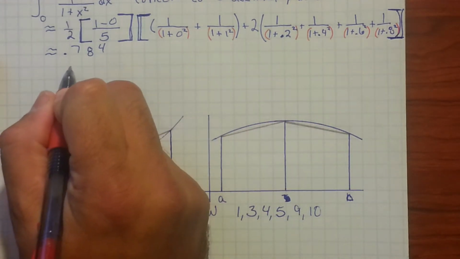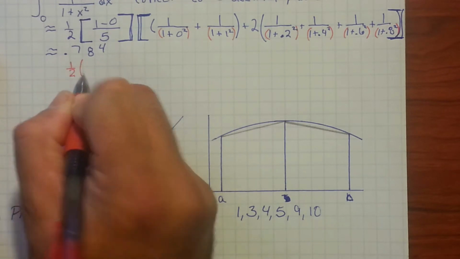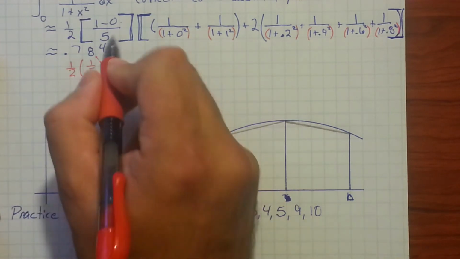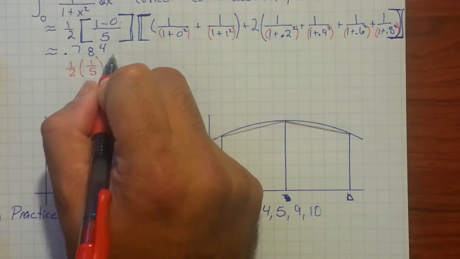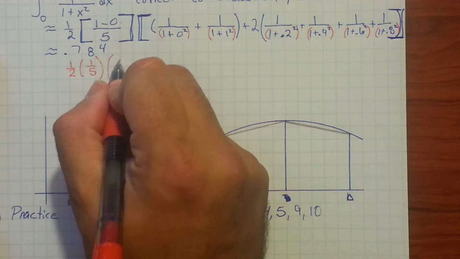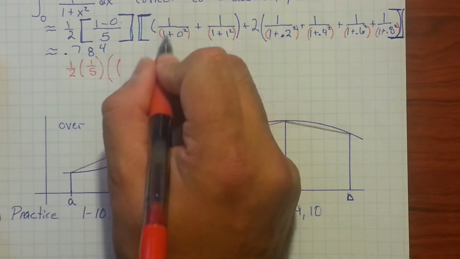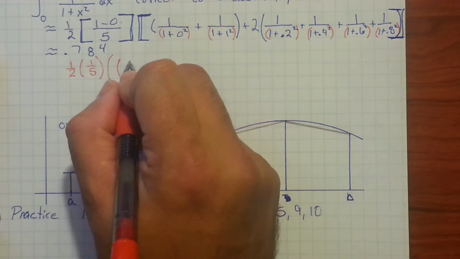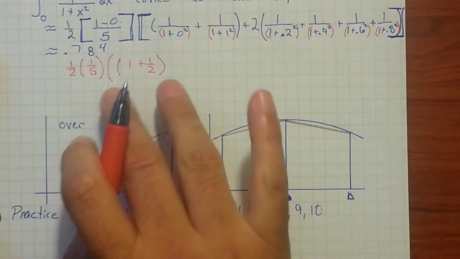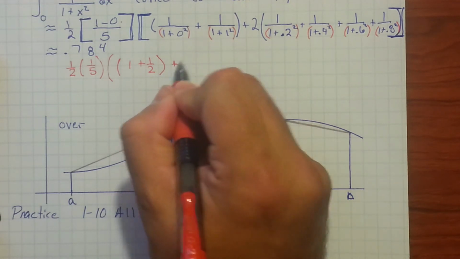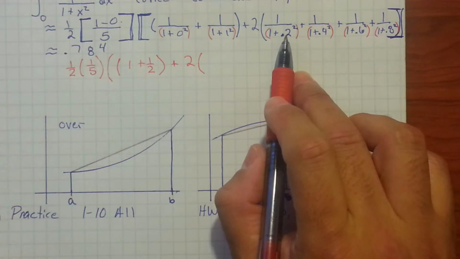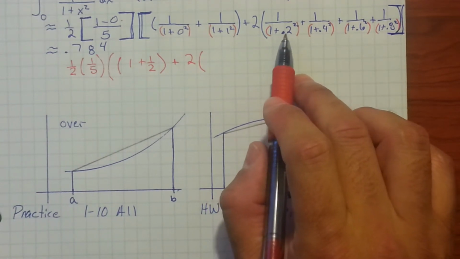So right here we have 1/2 times, this right here is 1 divided by 5, close, okay, open. Now this one right here, just this by itself, is going to be 1. This right here is going to be plus 1/2, close, so that's going to be my first part, plus 2 times.